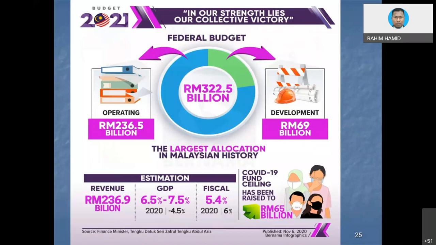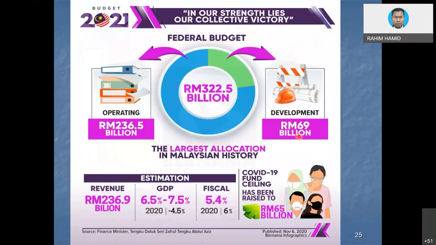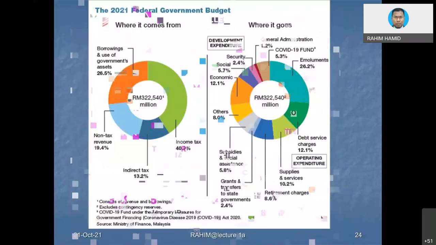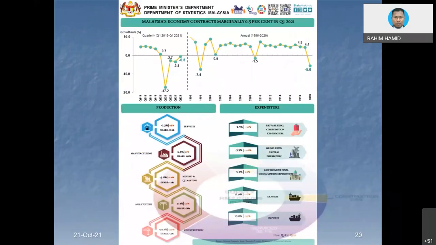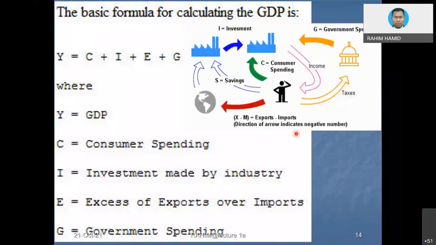Development budget, basically, this is what we call the government will spend 69 billion. Okay, government will spend 69 billion into public related projects. This is government spending. And remember, the equation that we mentioned before, GDP is equivalent to what? GDP is equivalent to C, consumer spending, plus investment, plus export over import, and then G. G is what we call government spending.